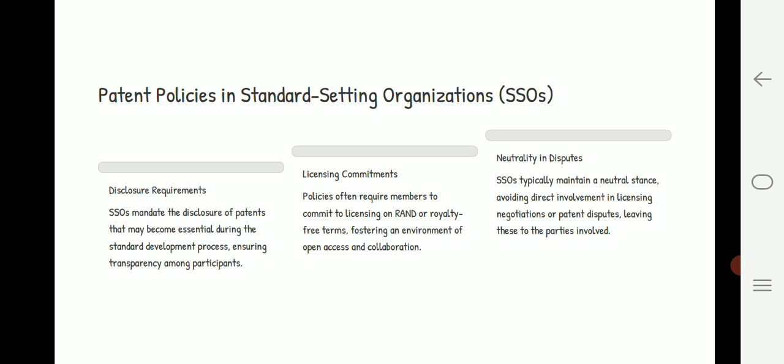Coming to licensing commitments, policies often require members to commit to licensing on RAND or royalty-free terms, fostering an environment of open access and collaboration. When we do a collaboration or any open access, we need to commit to a license, and only then can we deploy into the market. Coming to neutrality in disputes, SSOs typically maintain a neutral stance, avoiding direct involvement in licensing negotiations or patent disputes, leaving this to the parties involved.